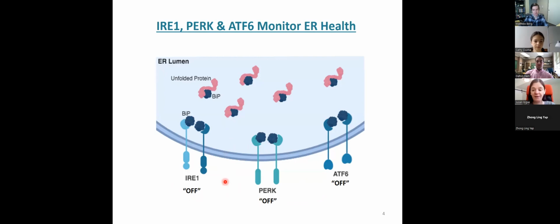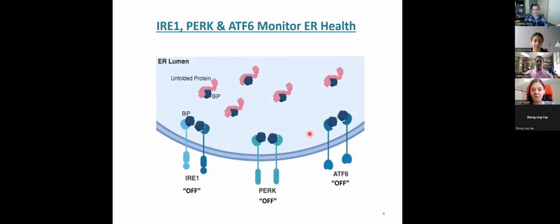So in a healthy, unstressed ER, IRE1, PERK, and ATF6 bind to an ER chaperone protein called BIP, which is also known as GRP78. And this binding essentially holds these 3 transmembrane receptors in an off position.